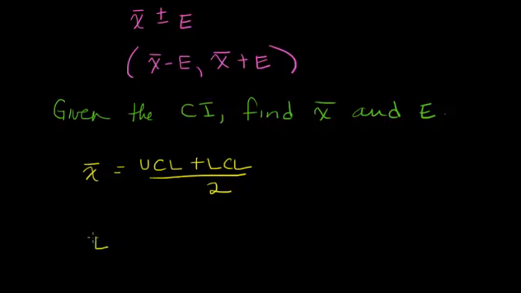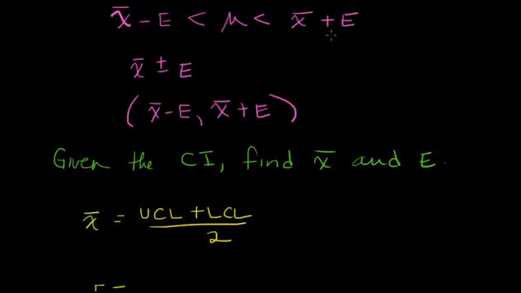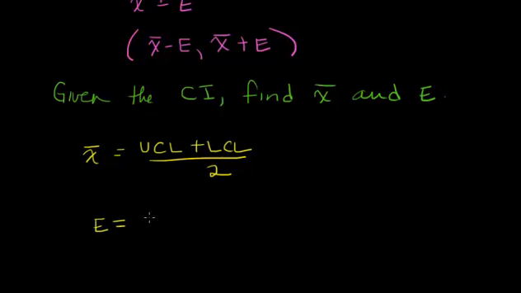The margin of error, recall, the distance between the lower limit and the upper limit is 2e, right? We get e to get here and another e to get there. So if we take the difference between the upper limit and the lower limit and we divide that by 2, that will give us the margin of error.